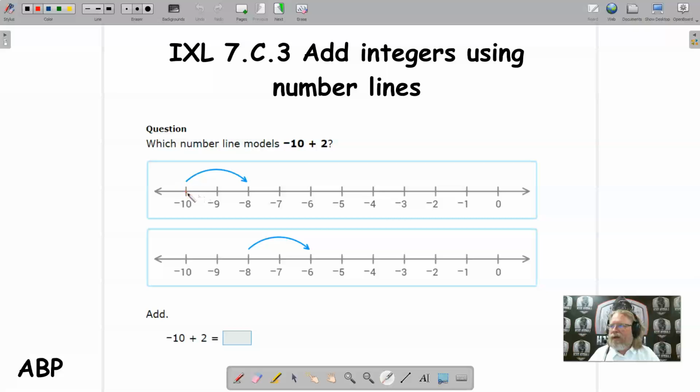The first one here starts at -10 and it adds 2 because we're going to the right because it's positive. So this one seems to work out. This one here starts at -8 and goes to the right to -6. Well, they're adding 2, but they're not starting at the right spot. So the second one's the incorrect answer. The first one is the correct answer, so we want to select that one there. And then we can get the answer from that by reading that the sum is -8.